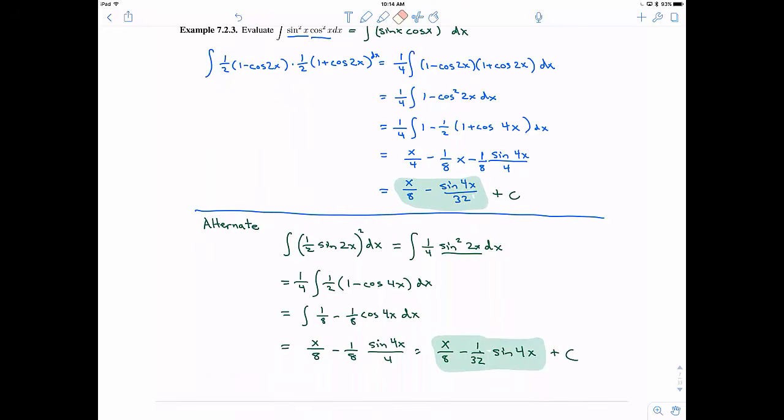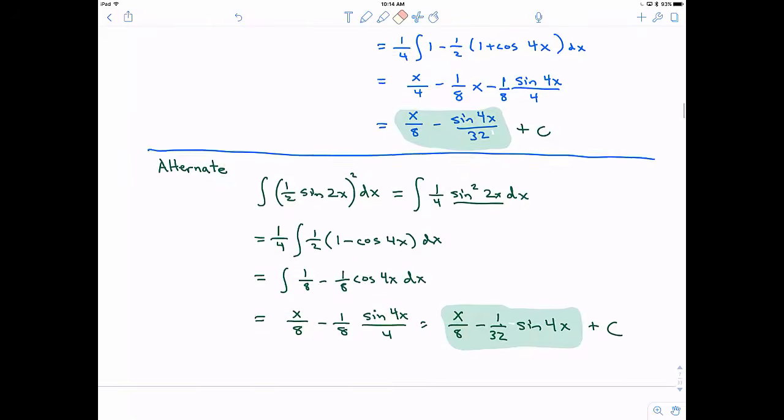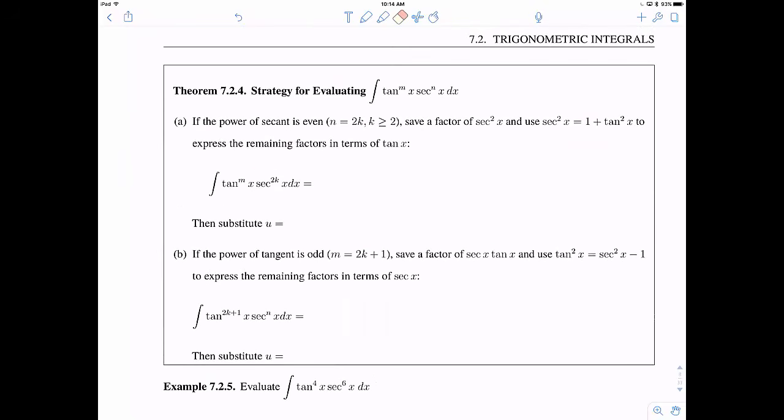Okay, so let's go ahead and finish up maybe one more page of notes, and then we'll take a break here. So I want to go over strategy for integrating tangent to a power times secant to a power. And again, we're going to break this up into a few cases. So the first case is if secant is even, have an even power. And then the second case is going to be if tangent is odd.